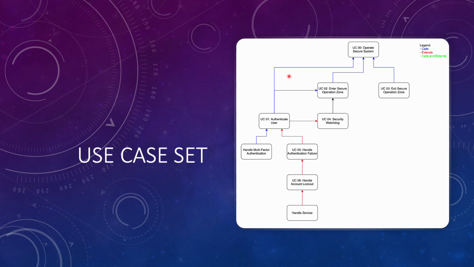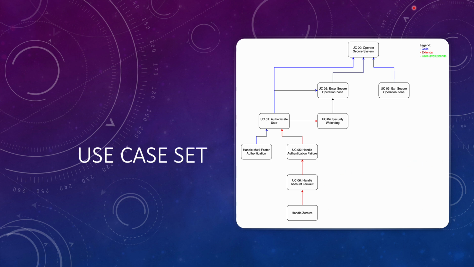So when we start our system, we may want to authenticate a user, so we call use case 1, authenticate user. Now, the red lines are extensions, which represent an off-nominal condition. So fat fingering your password isn't a big deal, but it's still an authentication failure, so we need a use case to handle that. In extreme cases, we may need to lock out an account or even wipe the system data.